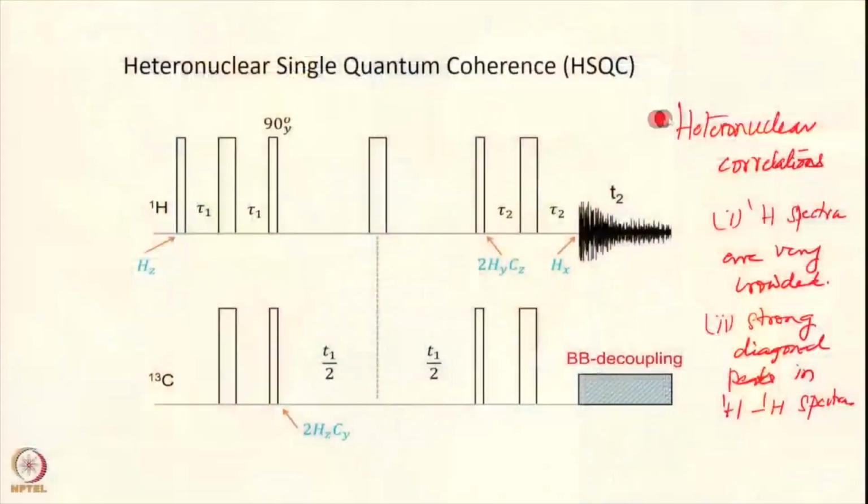So we continue with the discussion of the heteronuclear correlations. As I mentioned, the most common experiment here is the heteronuclear single quantum coherence, which is also called HSQC. Now how does this experiment go? Just look at the pulse sequence.